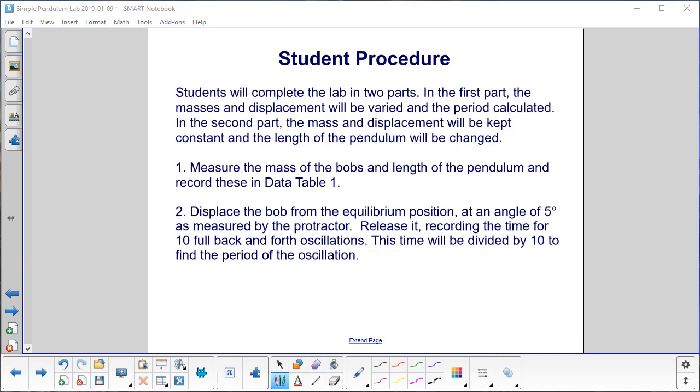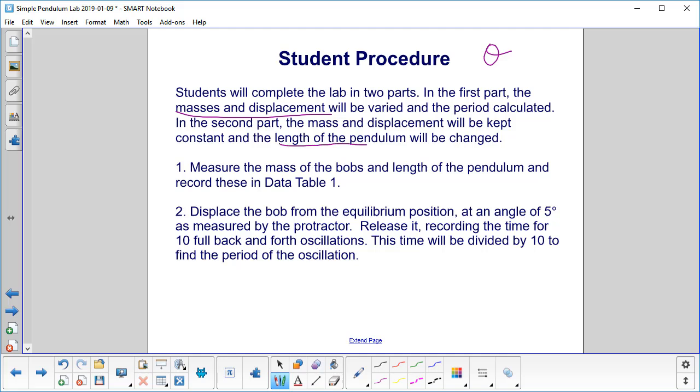There are 2 parts to the lab. In the first part, we'll vary the masses and displacement. The displacement is the angle theta, and we'll calculate the period. In the second part, we'll keep the mass and displacement constant, and we will change the length of the pendulum.